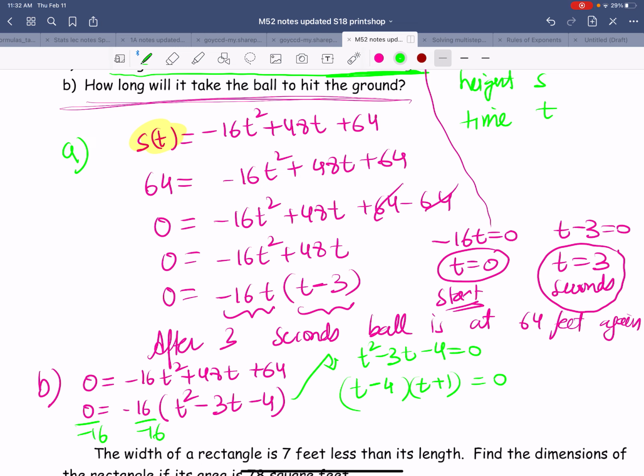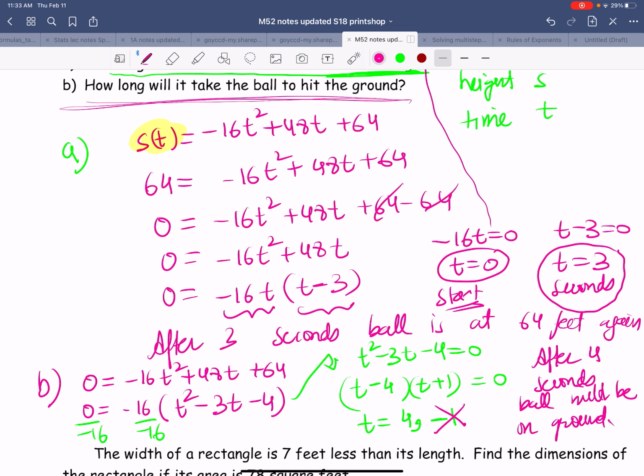Now when I plug each factor equal to 0, I get t equals 4 and t equals negative 1. Time is never negative, so this is not an acceptable answer. And we will be only left with t equals 4. So after 4 seconds, the ball will be on the ground.